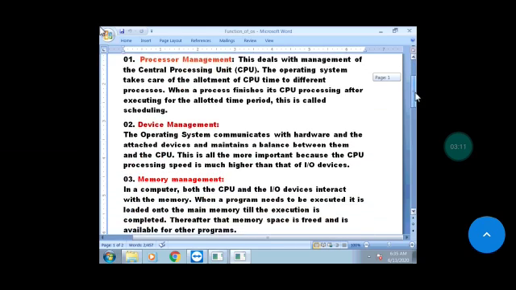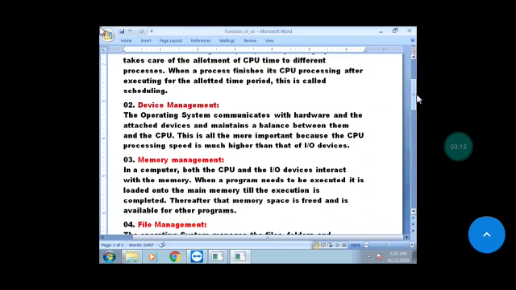Next one, device management. You know, device management is what? That means a management which is going to drive your device. The operating system communicates with the hardware and the attached devices like your keyboard, mouse, whatever. So here OS is responsible to communicate your hardware with all the attached devices, and it also maintains a balance between them and the CPU.